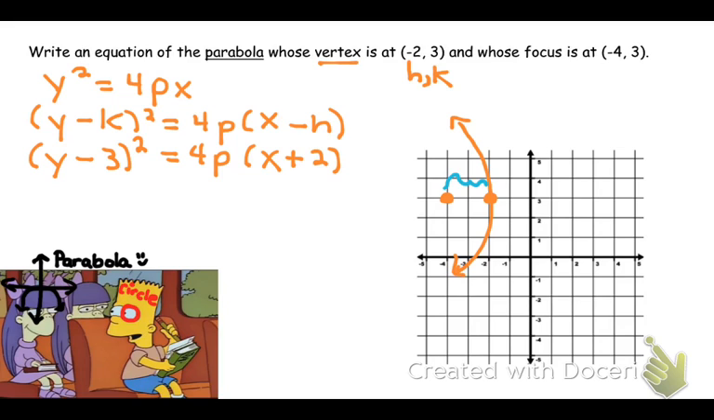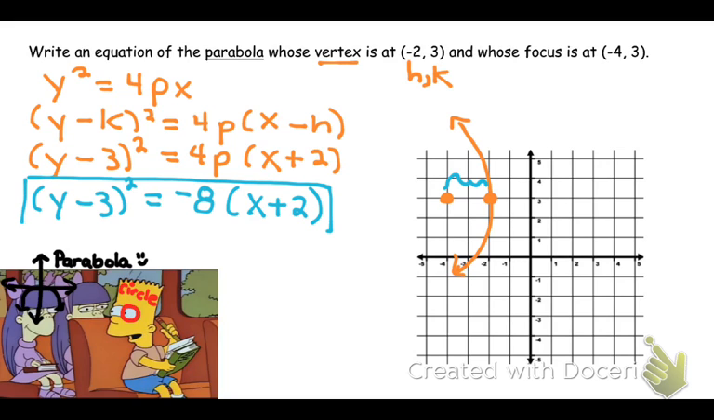Now we're going to write our final equation: (y minus 3) quantity squared equals, and then -2 times 4 is going to be -8, (x plus 2). And that's our standard form of the equation for our parabola.